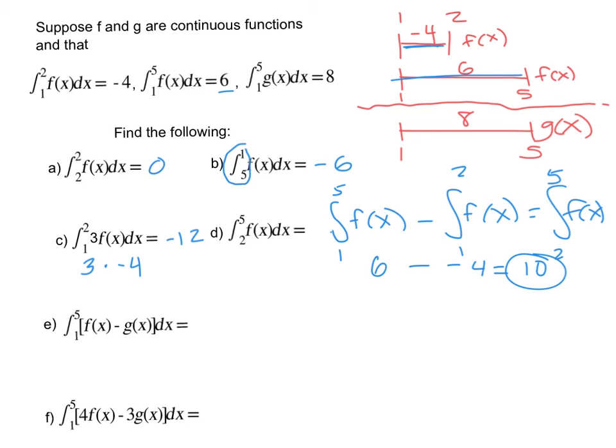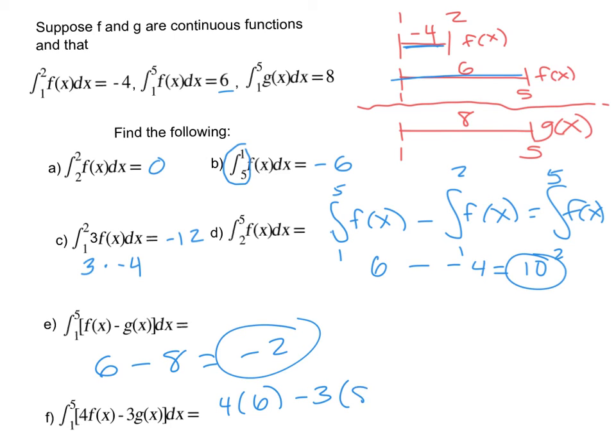It's really common. 1 to 5, f minus g. So let's see. 1 to 5 of f was 6, minus 1 to 5 of g was 8, so -2. And then very similar, this time we have 4 times 6, minus 3 times 8. So that's 24 minus 24, which is 0. That's it. I like these. I think they're fun.